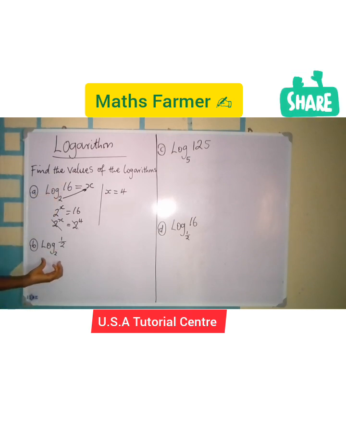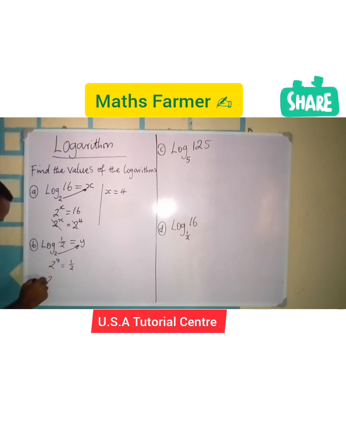Now, moving to the second one, the question says log half base 2, that is log 1 over 2 base 2. They gave us the number and the base. The power is what they're asking us. So what do we raise 2 to the power of to give us half? We don't know that. We say let the power be y. This arrow will always tell you that you are going to raise 2 to the power of y. That is, 2 raised to the power of y will give us half.